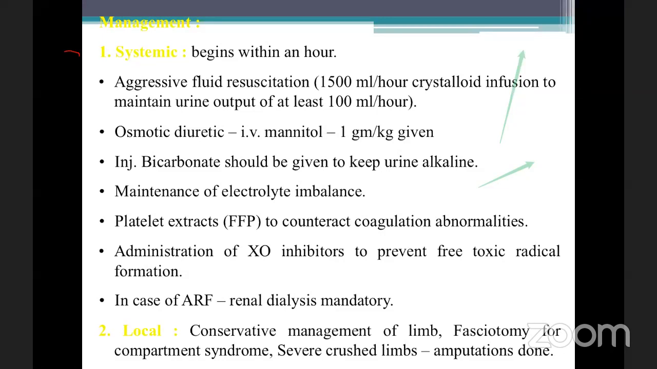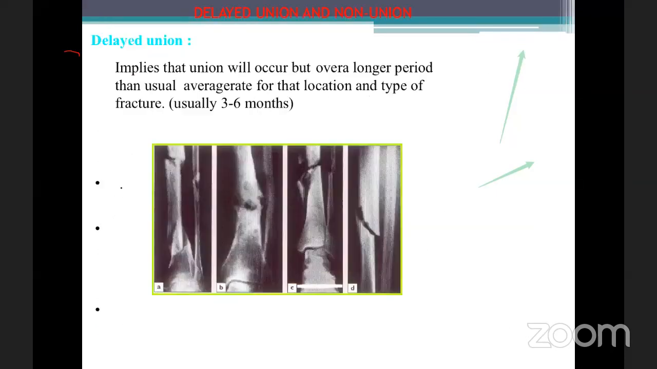If the limb is severely crushed and it is going to cause additional injury to the life, or if the renal parameters are going to be worsened by preserving the limb, then the only option is amputation. So that is crush syndrome.